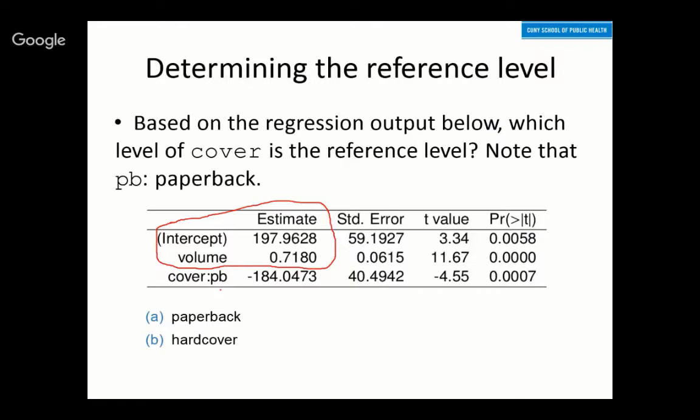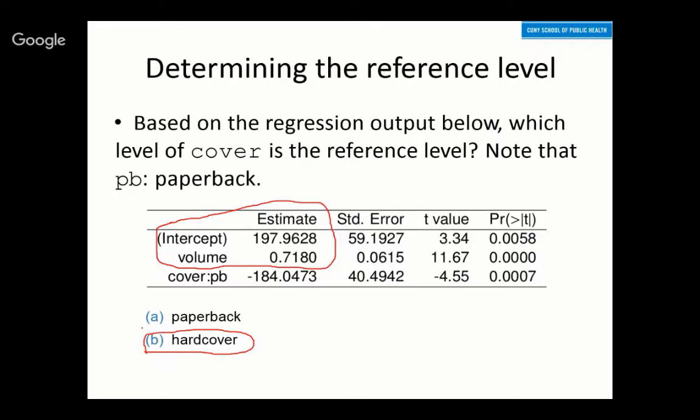This regression could be done equally well with making paperback the reference group, and then what you would see is here a cover colon HC for hardcover instead. Anyone want to take a guess of what the estimate would be if paperback were the reference group and we had instead a coefficient for hardcover? I'll just circle this as the correct answer. What would the coefficient be if we changed reference groups? Right now it's minus 184.0473. What would change? We switched reference group.